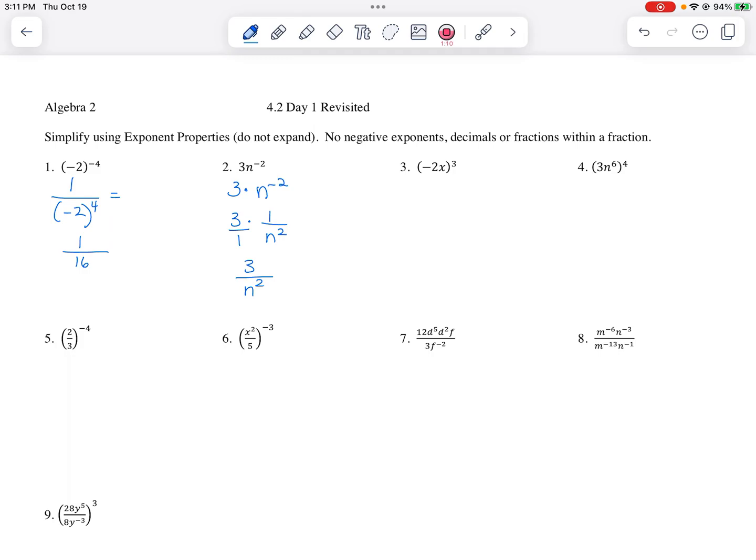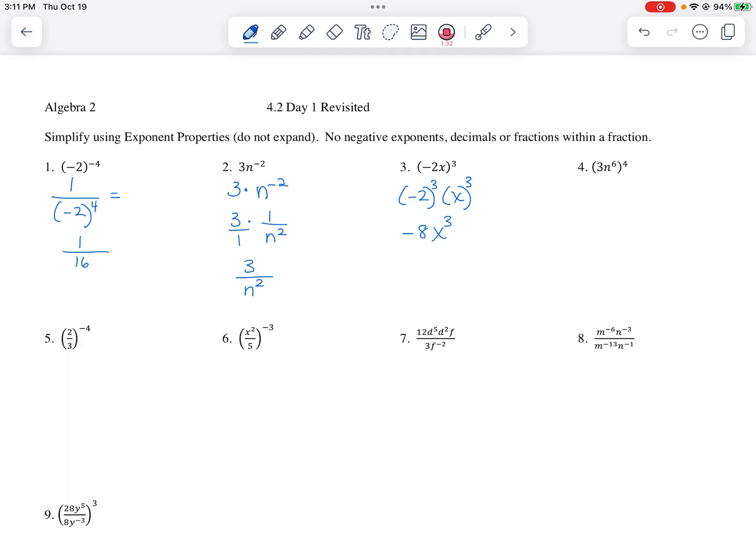Feel free to pause the video at any time if you need to stop and think. So if I have -2x, the quantity cubed, this is -2 being cubed and the x being cubed. That's our exponent property. -2 when I cube it is -8 x cubed.